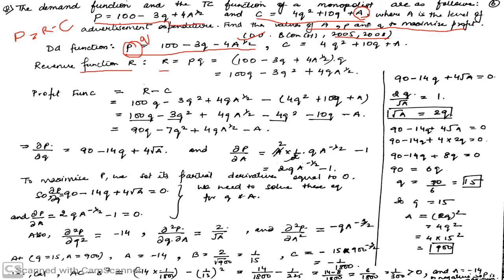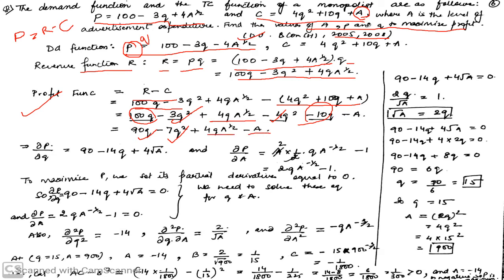R = pq, right? (100 - 3q + 4a^(1/2)) multiplied into q. You get 100q - 3q^2 + 4q a^(1/2). To get the profit function you will do revenue minus cost, right? You simplify this. Take this out of the bracket. Now you simplify 100q - 10q, you get 90q. This is -3q^2 - 4q^2, you get -7q^2. You get this same over here and -a same over here.